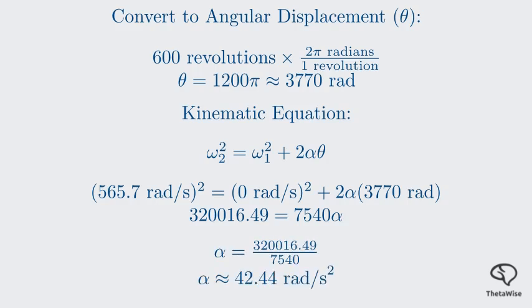Solving for alpha, we divide 320,016.49 by 7,540. This gives an angular acceleration of approximately 42.44 radians per second squared. This value represents how quickly the pulley's rotation is speeding up.